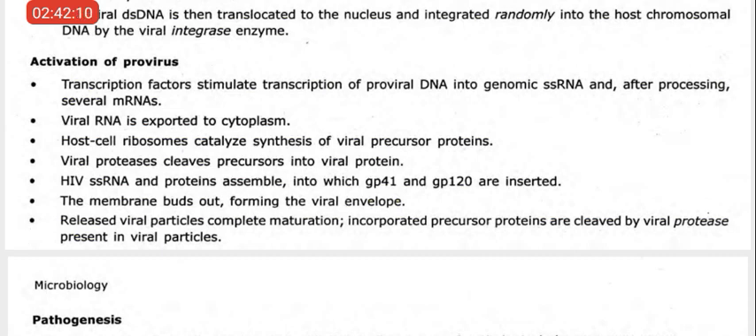Then comes activation of the provirus. Transcription factors stimulate transcription of proviral DNA into genomic ssRNA and, after processing, several mRNAs. Viral RNA is exported to the cytoplasm. Host cell ribosomes catalyze synthesis of viral precursor proteins. Viral proteases cleave the precursors into viral proteins. HIV ssRNA and proteins are assembled, into which gp41 and gp120 are inserted.